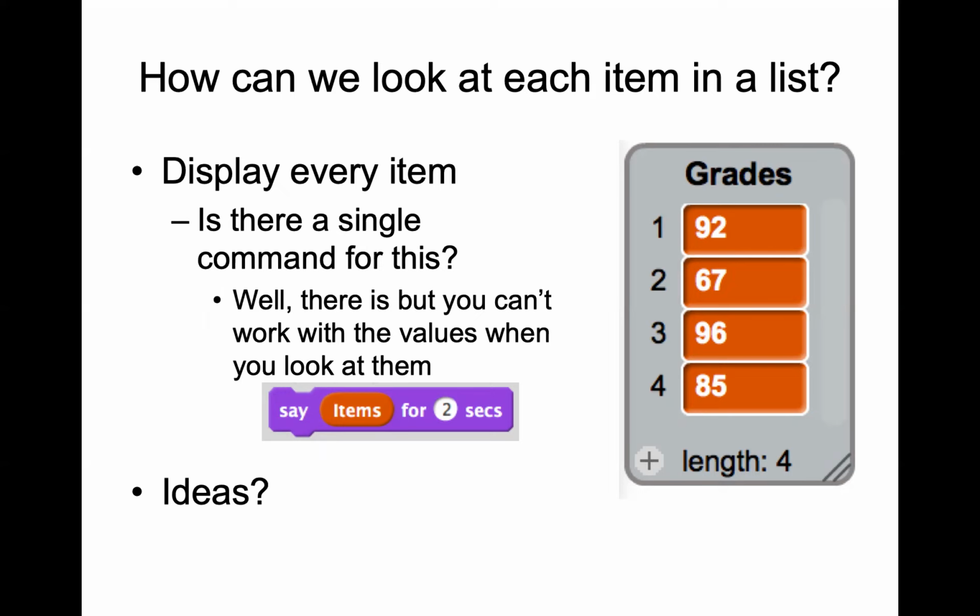We can say items to say everything in a list, but this isn't very flexible. It doesn't allow us to actually work with the items in a list. For example, if we wanted to go through all the items in a list and filter out the ones that are too high, this particular code here wouldn't let us do it. So the question is, how can we write code that processes the elements in a list in order to, for example, do something with them?